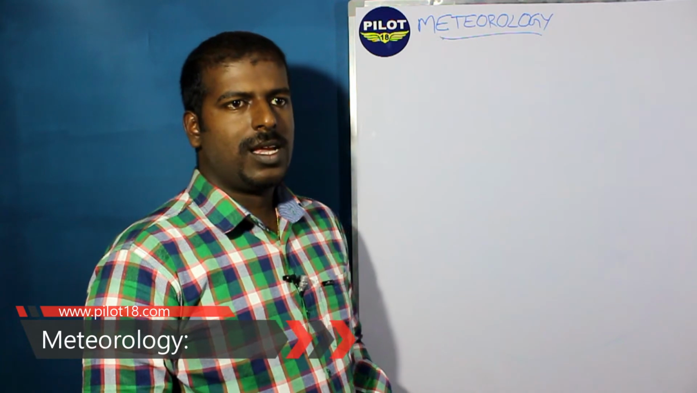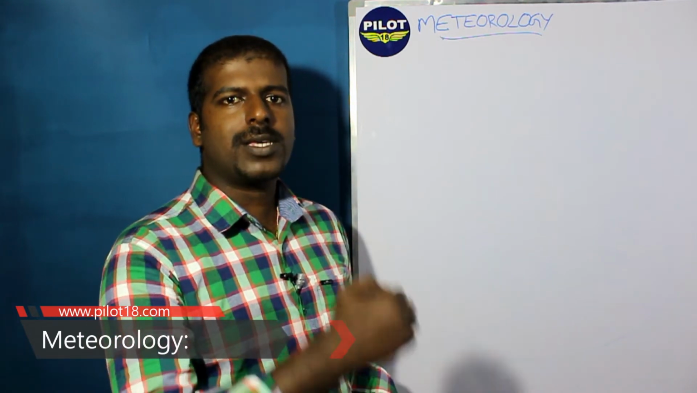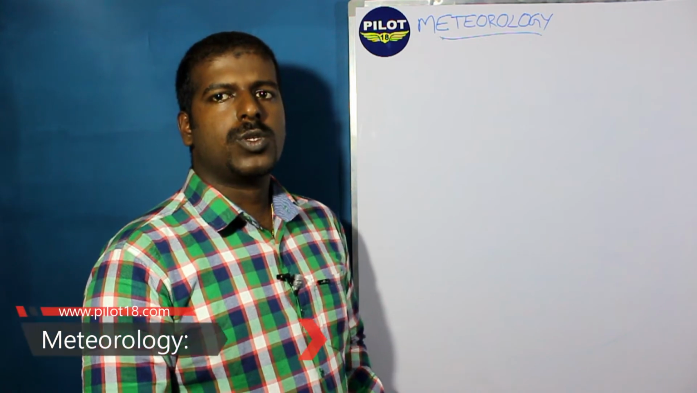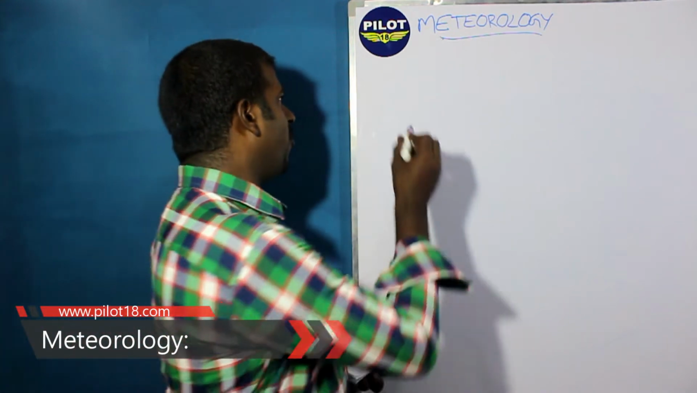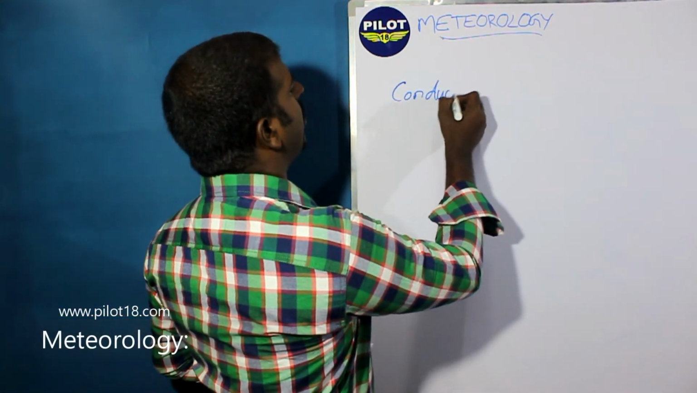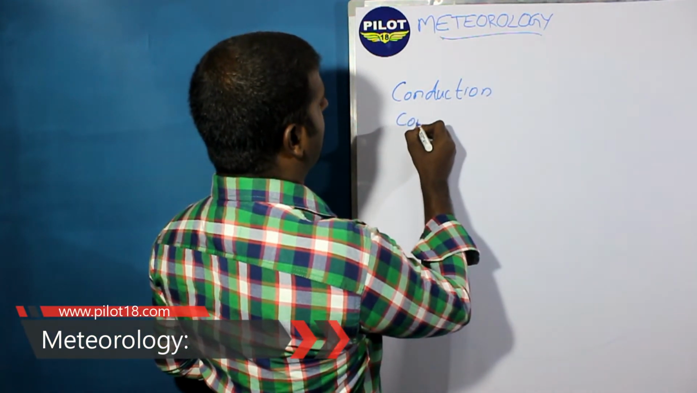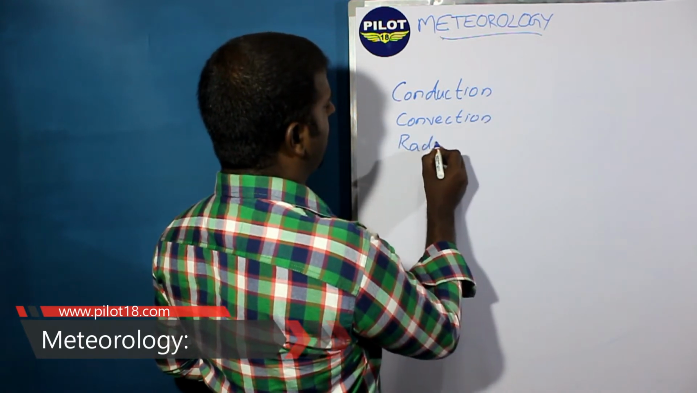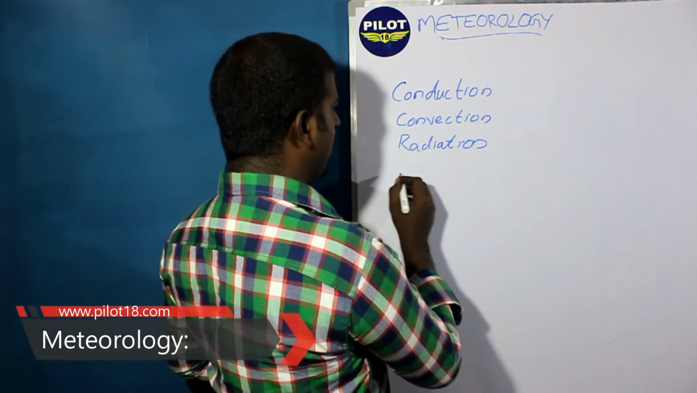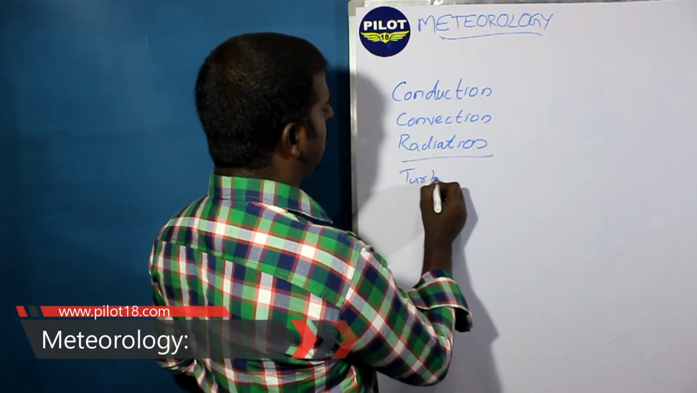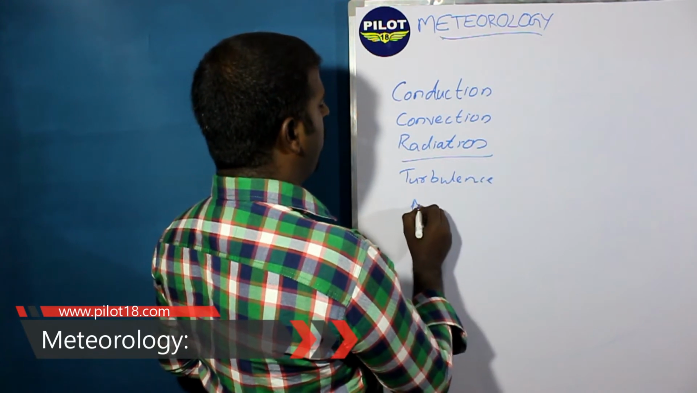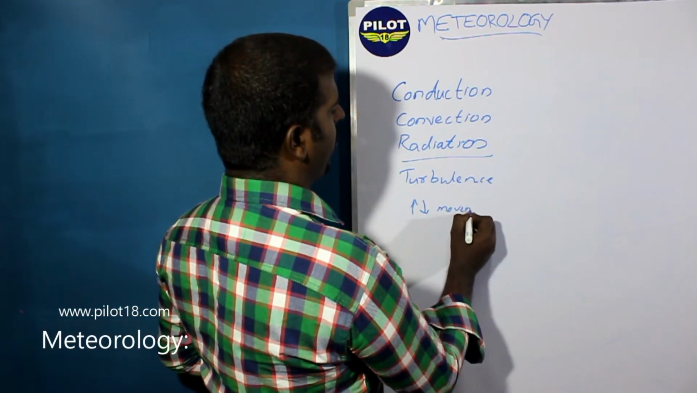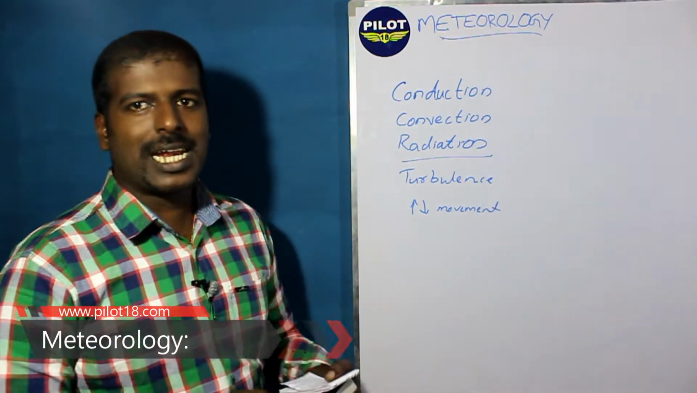Then comes heat transfer. What is heat transfer? It is nothing but transferring of heat from one place to another, right? So how does heat transfer happen? There are certain methods. One is conduction, second is convection, then comes radiation, and some others are turbulence, upward and downward movement of air, etc. Okay.